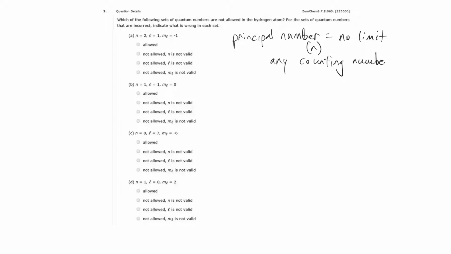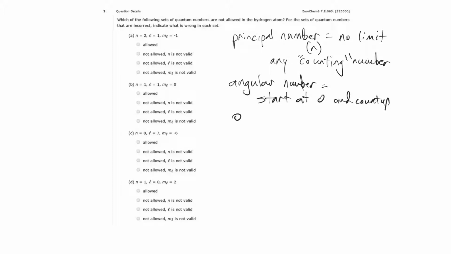principal quantum number. I use the word counting number as a mathematical term. Okay, how about angular numbers? You can have as many angular numbers as long as it doesn't exceed the value equal to the principal quantum number minus 1. So angular numbers, they start at 0 and count up from there.